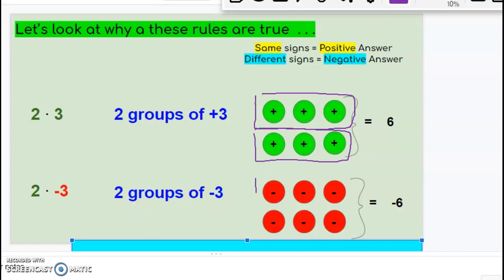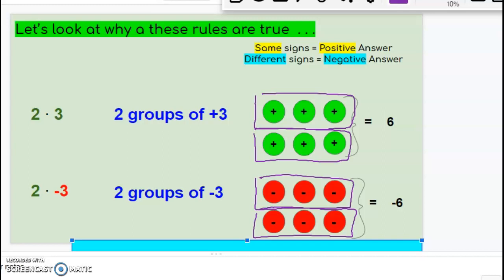Here is our one group of negative 3. There's negative 1, negative 1, negative 1. So there's negative 3. And here's our second group of negative 3. And if we put them all together, we have 6 negatives. So we have negative 6.